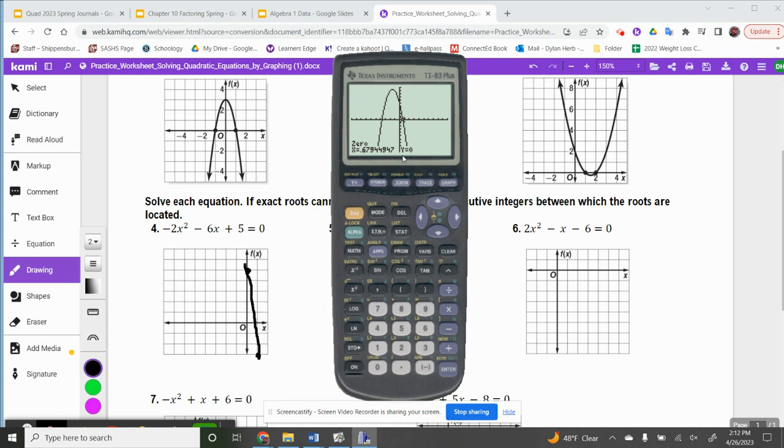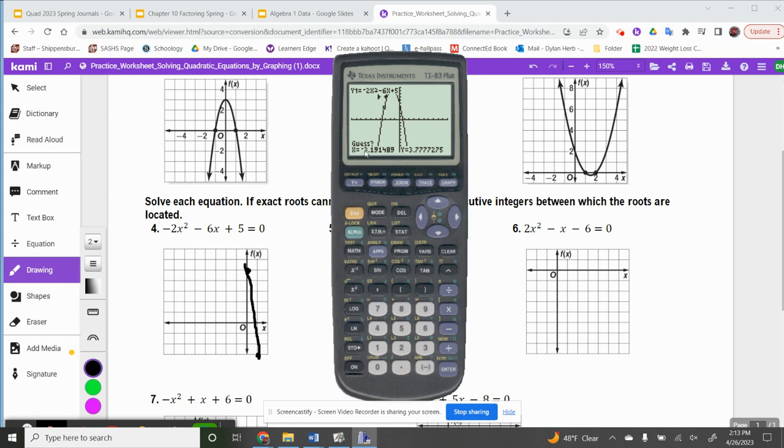Okay, and to find the other solution, we're going to do the same thing again. So hit second, trace. We're going to find a 0. So select the second one down. And then in this case, we're finding the one on the left. So we have to pick a left bound for the 0 that's over here. So we're going to keep clicking the left arrow until we get left of it. Now we are. We'll hit enter. Move the right arrow, move it to the right. Now we're to the right, hit enter.